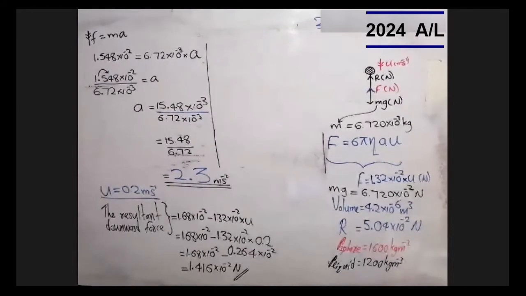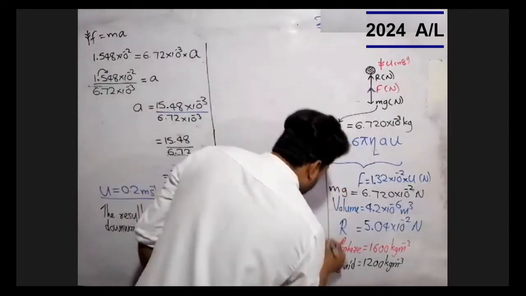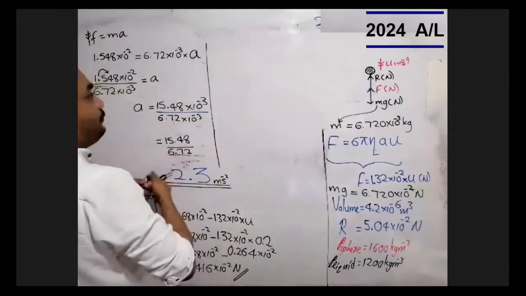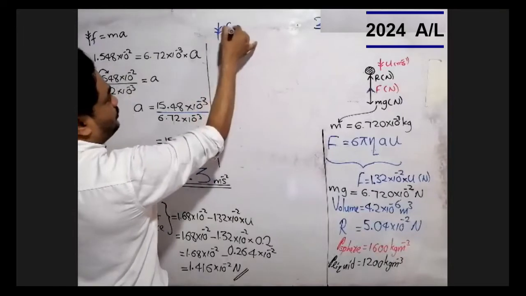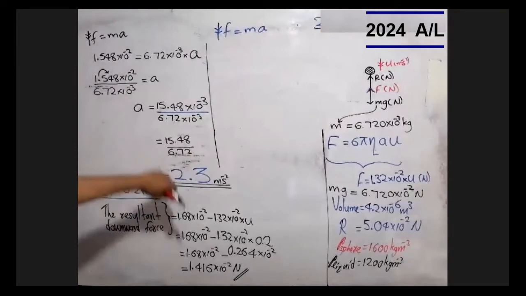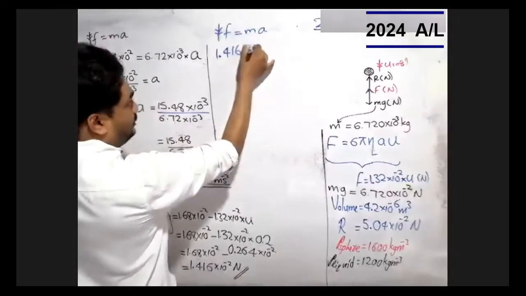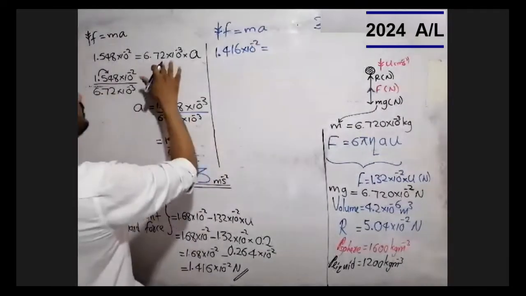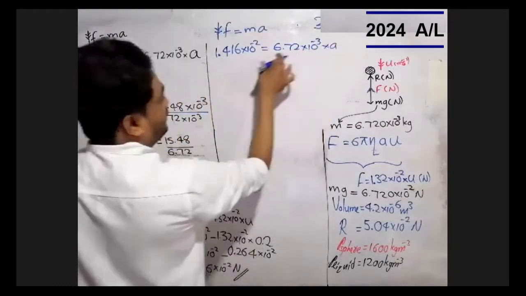Now we want to find the acceleration of the sphere. When the sphere has a velocity of 0.2 meter per second, what should be its acceleration? We know the resultant force, so it can be found very easily. We apply the F equals ma equation to this sphere. Vertically downward, the downward resultant force is 1.416 into 10 to the power minus 2, equals the mass of the sphere, 6.72 into 10 to the power minus 3, into a. Let me take that value here.